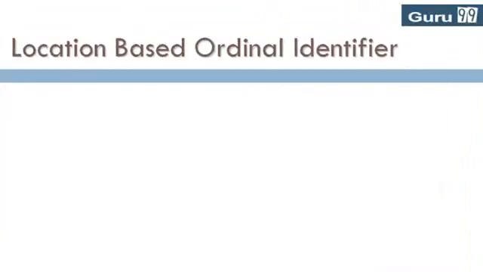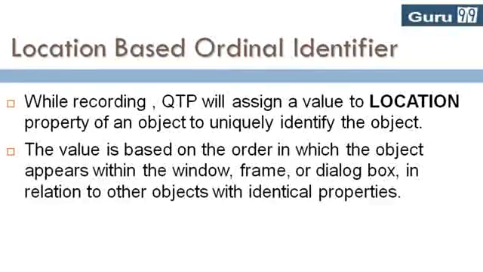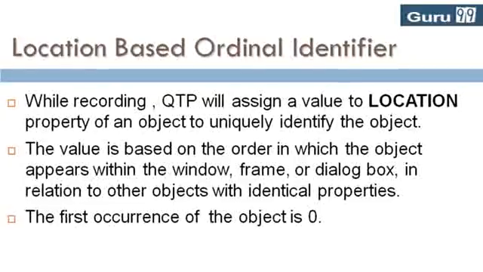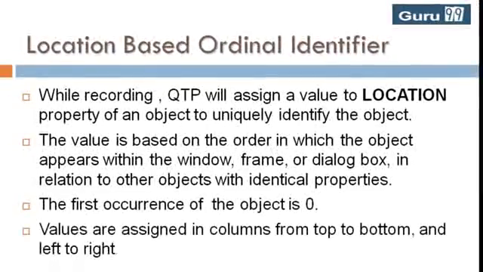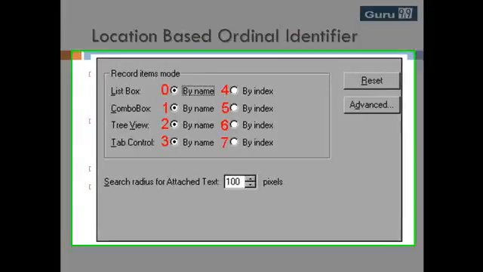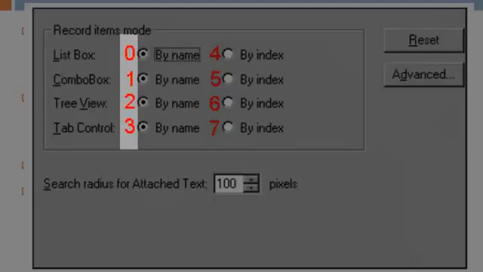Location-based ordinal identifier. While recording, QTP will assign a value to location property of an object to uniquely identify the object. The value is based on the order in which the object appears within the window, frame, or dialog box in relation to other objects with identical properties. The first occurrence of the object is 0. Values are assigned in columns from top to bottom and left to right. As you can see in this example, identical radio buttons are assigned values top to down and left to right.